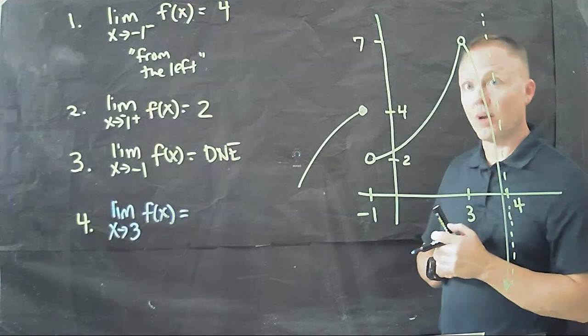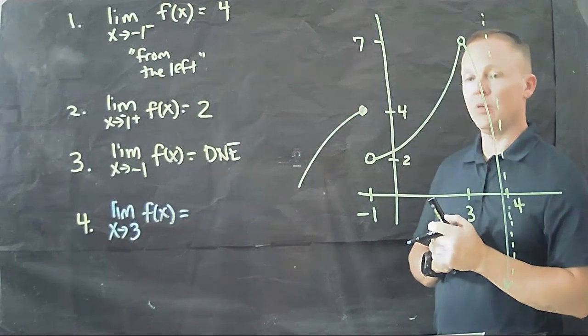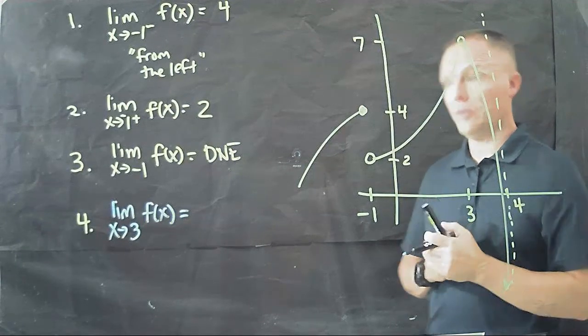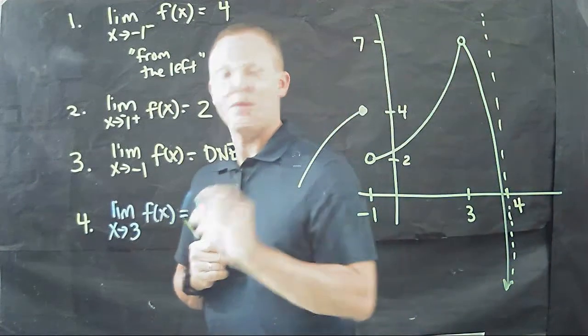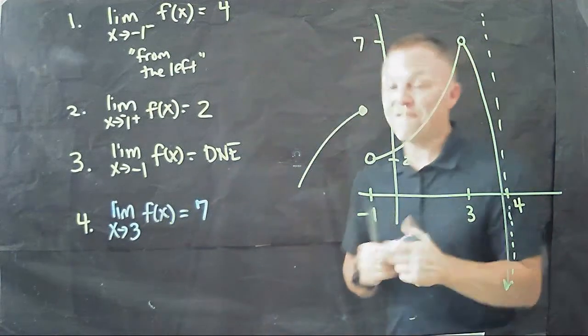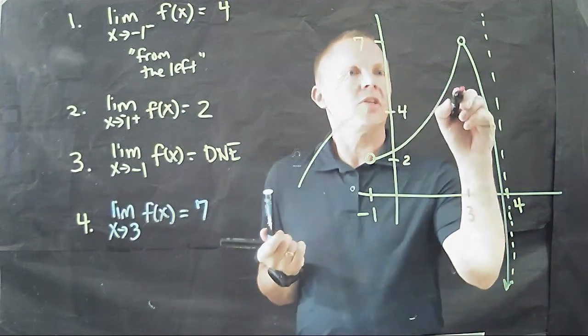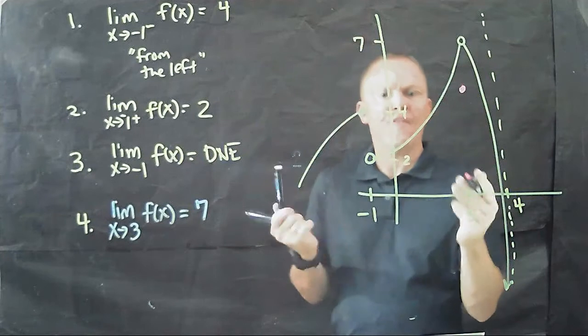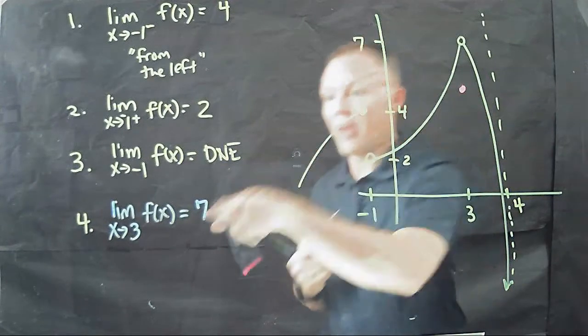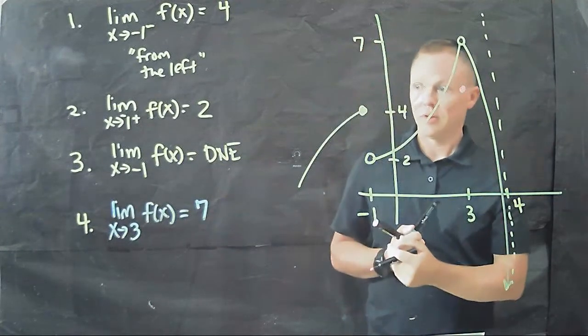Well, is there one number that f is getting close to, but not necessarily equal to? Yeah, there is. It would be 7. In fact, if there happened to be a dot, like right there, like let's say that f of 3 equaled 5, that limit would still be 7. Okay?